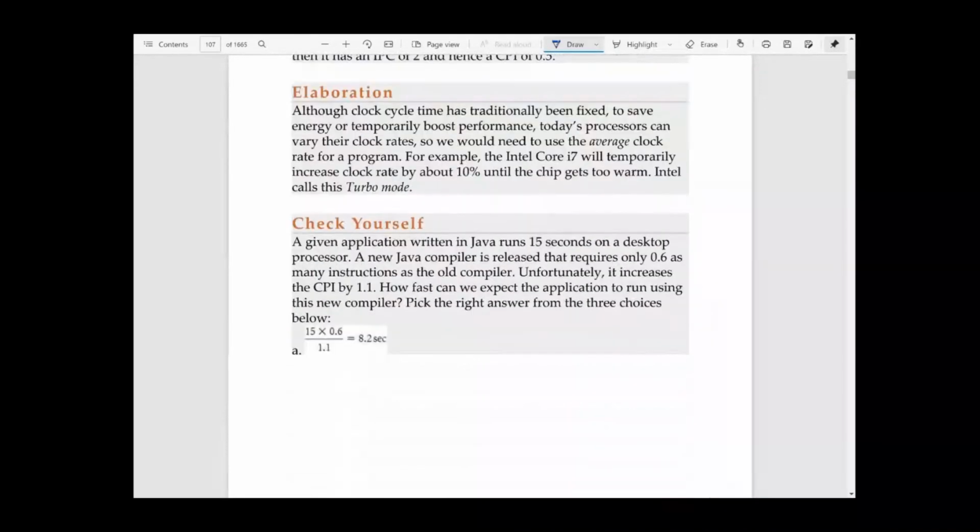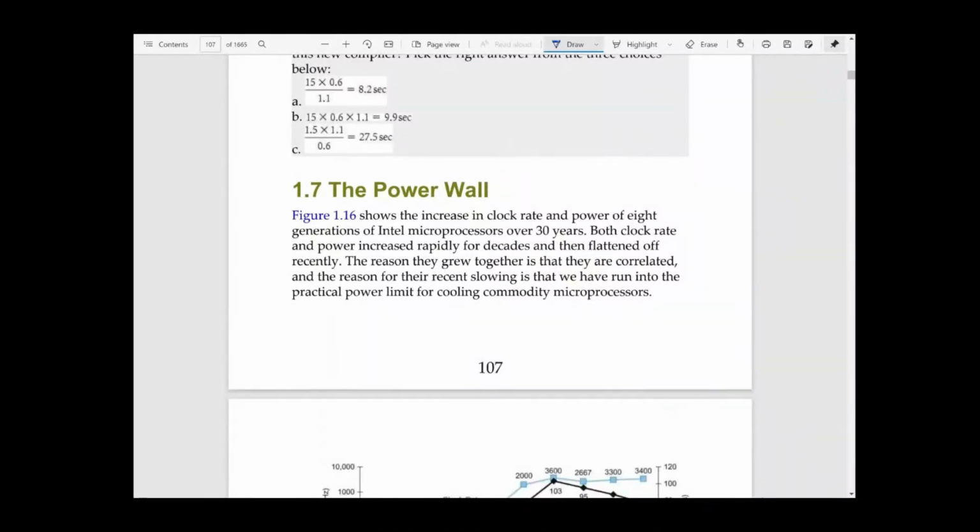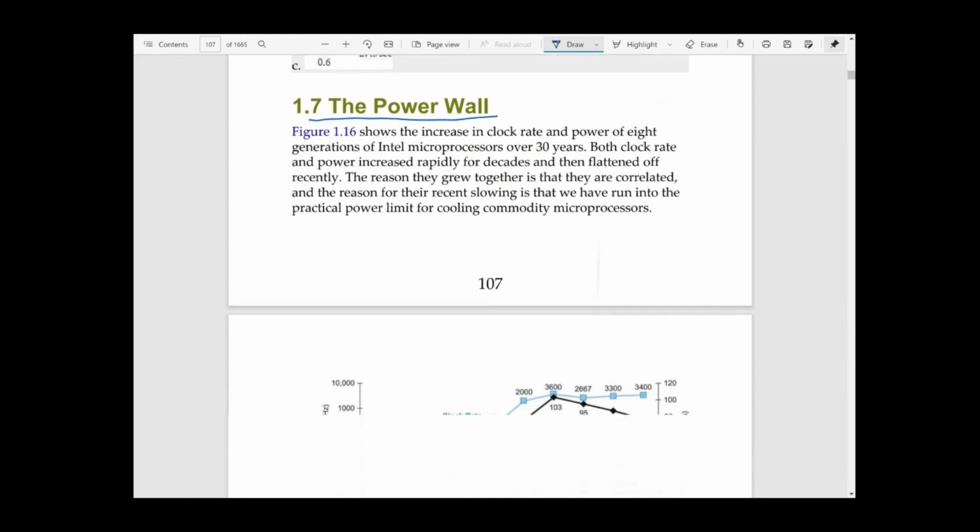And after this, I'll quickly explain the power wall problem. Basically, the main important section that you have to study from this chapter is 1.6. For 1.7, I'm not expecting that you should read it in detail. Very quickly, I'll explain the power wall problem from this graph.